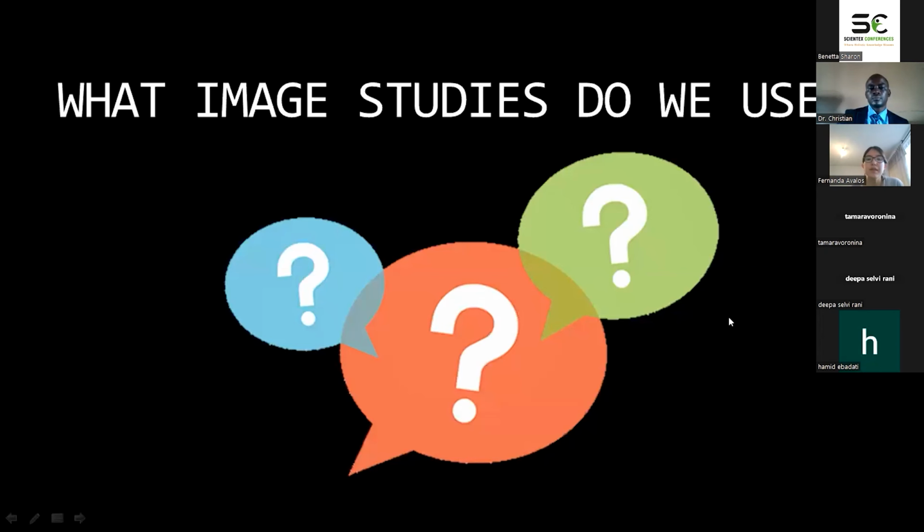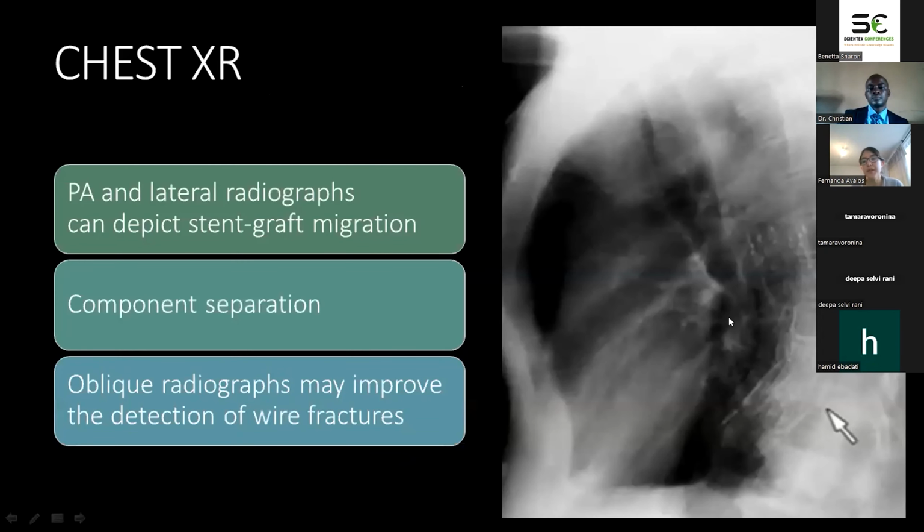So what imaging studies do we need? First, the chest X-ray is like the basic study. We need posterior-anterior and lateral radiographs, so we can see where the stent is. And also in the oblique projections, we can see if the wires have been broken. This is very important to evaluate with the person that made the EVAR procedure, because they know exactly where the stent is. Sometimes the radiologist only sees, but does not have exactly the idea where the graft was positioned.